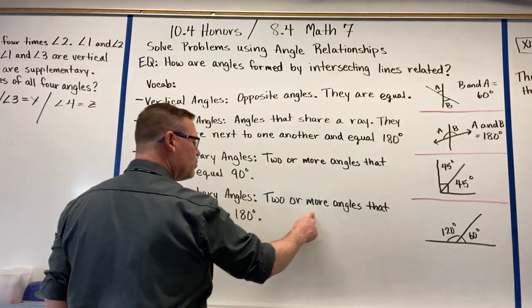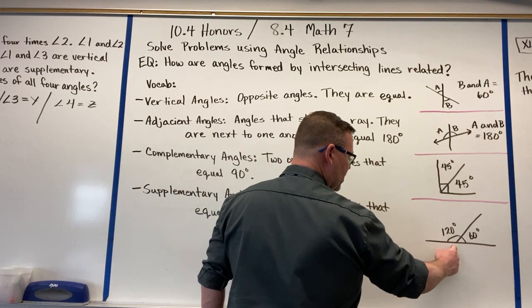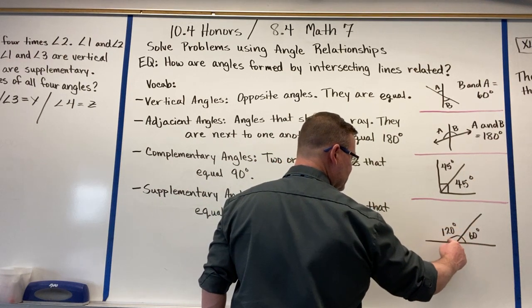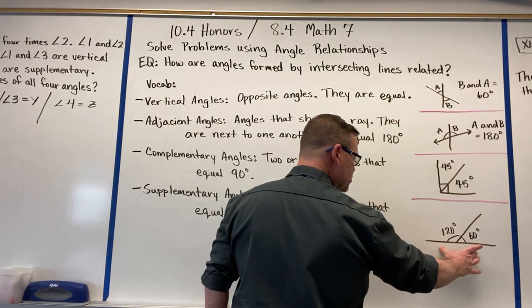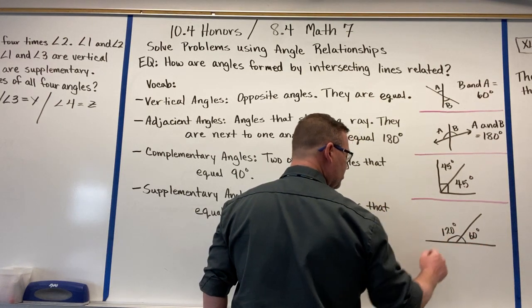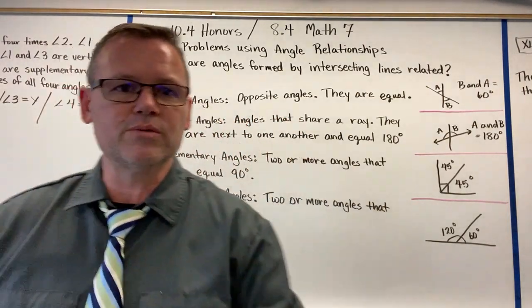Supplementary angles, two or more angles that are equal to 180 degrees. So you can see this right here, 180 degrees. Okay? One of them is 120, one of them 60. They form a straight line. The two angles form 180 degrees, okay? So let's look at these problems that we have here.